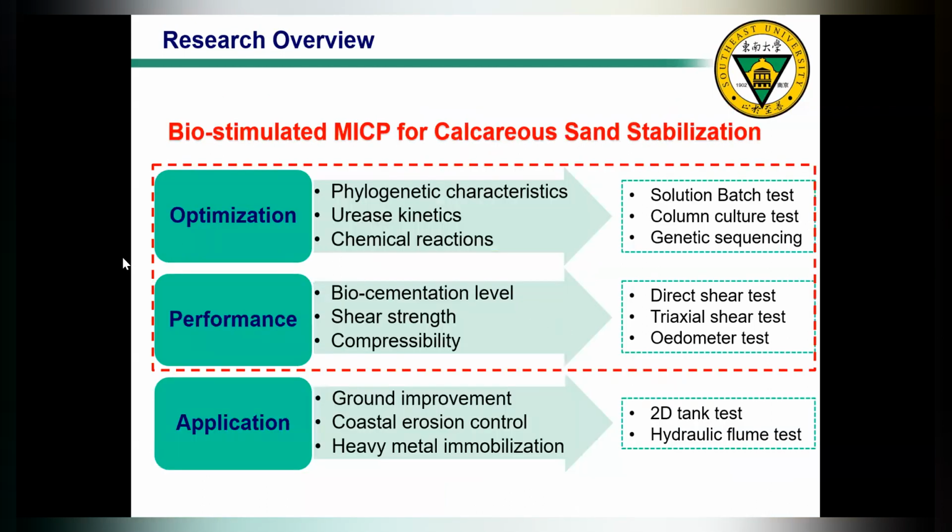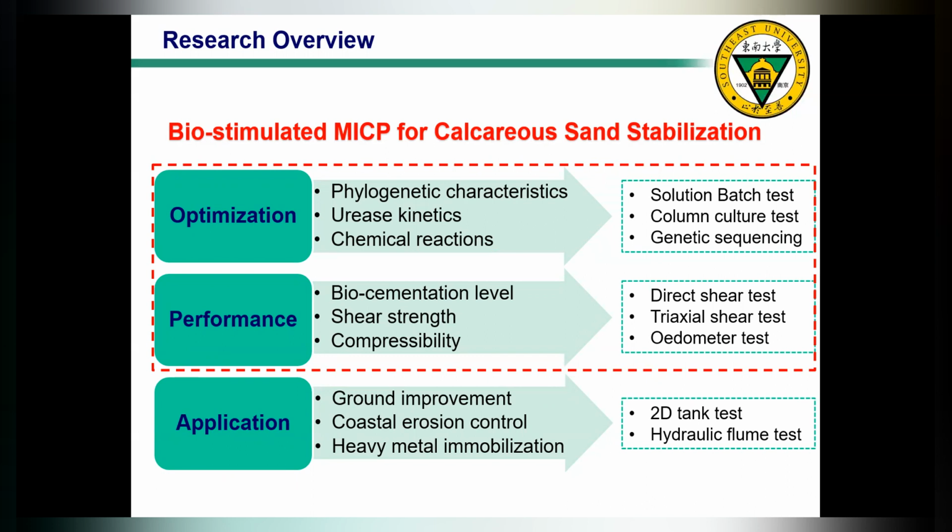Okay, so actually this is a very big project: biostimulated MICP for calcareous sand stabilization. In this big project, we look at three aspects: optimization, performance, and application. For the optimization, we focus on the phylogenetic characteristics, urease kinetics, and chemical reactions by doing solution batch tests, column culture tests, and genetic sequencing.